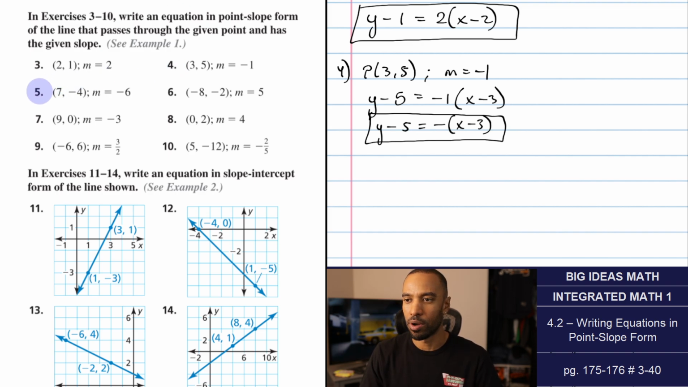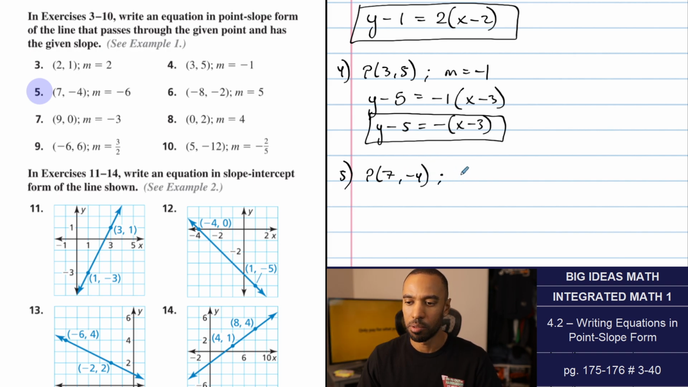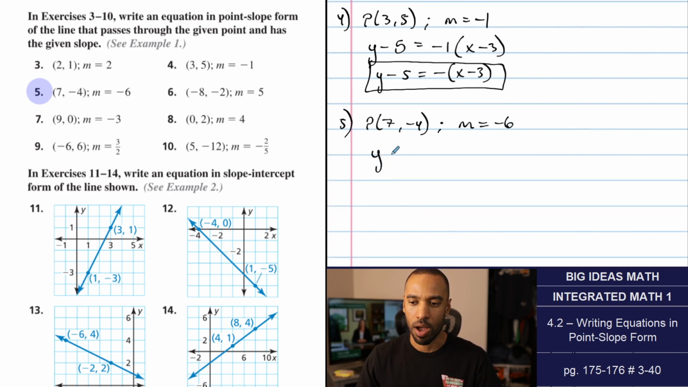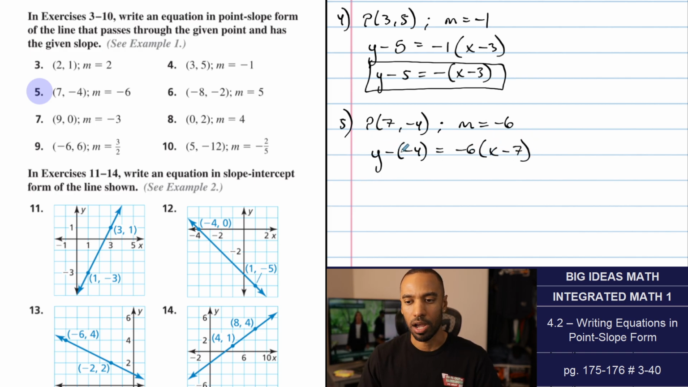Number 5, we see our y1 this time is a negative number. I'm going to be very literal on the first time that I write this one, and some days I'll clean it up a little bit more quickly. So in this case, for our y minus y1, it's y minus negative 4, and negative 6 is our slope, and we have x minus x1 here. We are not going to leave it like this, right? We're going to subtract a negative, turn it into plus. Y plus 4 equals negative 6 times the quantity x minus 7.